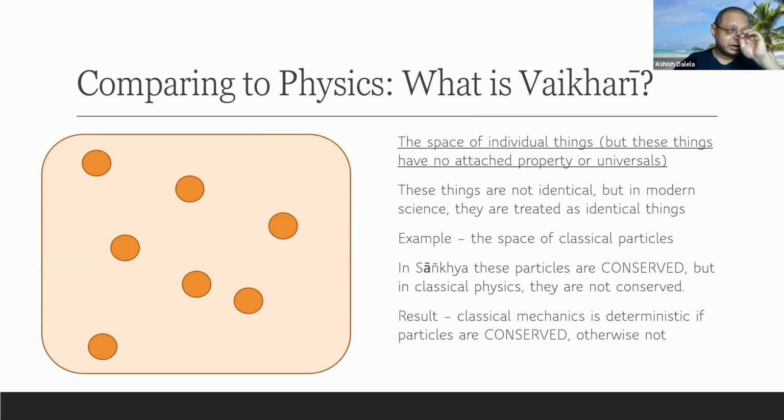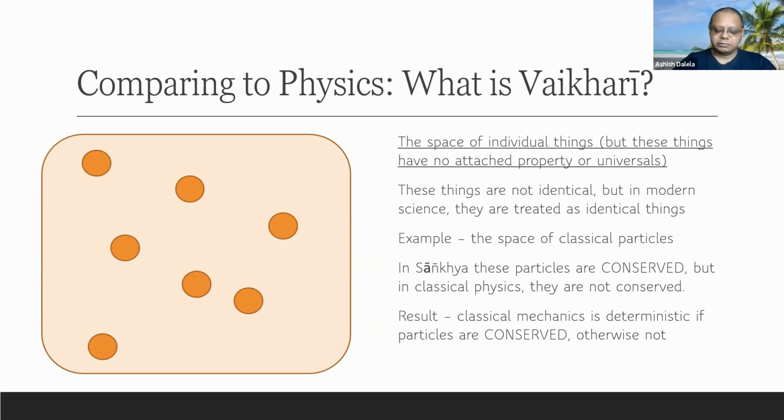Now people may not understand, because they say, hey, we have been studying particle physics. But if something is not conserved, it is not real. It doesn't mean it doesn't exist, but it is not real in a very precise scientific and mathematical sense, that it is not conserved, right? Now this non-conservation of particles actually leads to what is called indeterminism in classical physics.